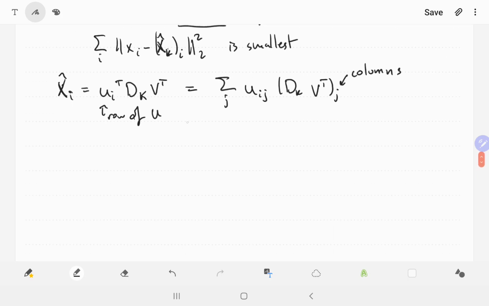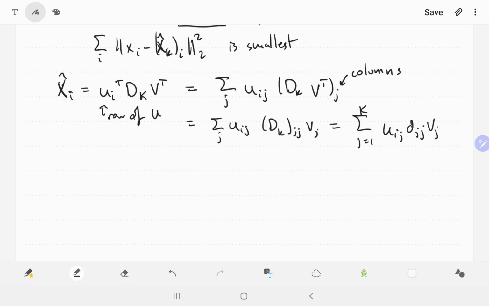But what is this equal to? This is equal to the sum over j of u_ij times D_k jj v_j. And this is equal to the sum over j going from 1 to k of u_ij d_jj v_j. So I want to represent this x hat i using just k numbers.